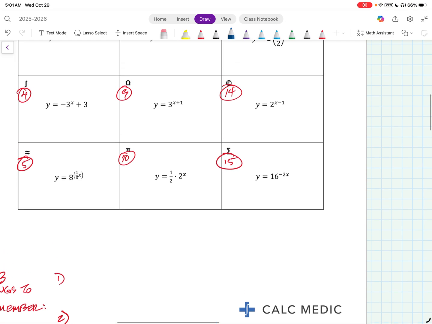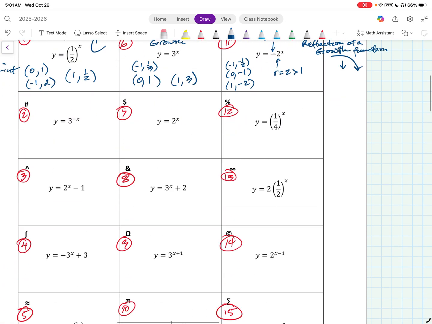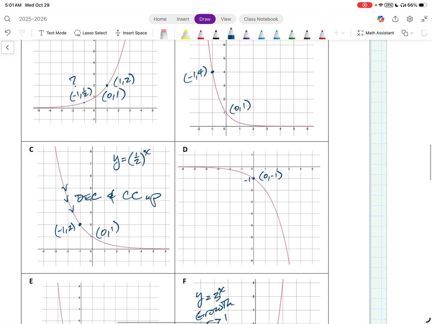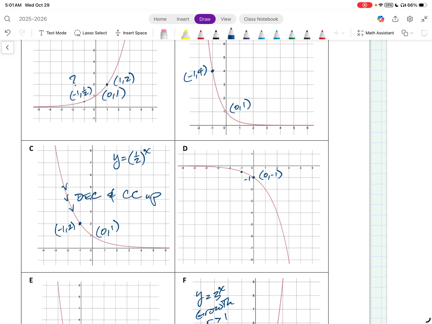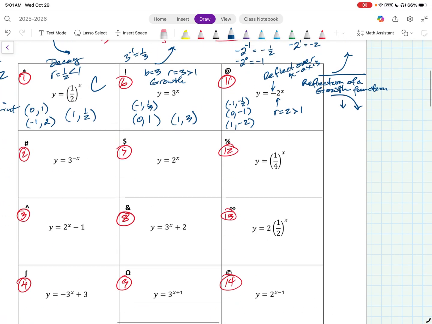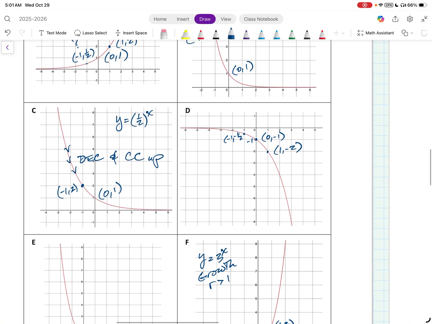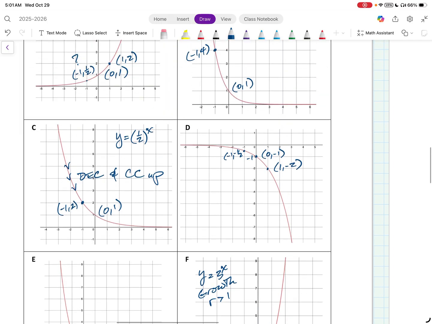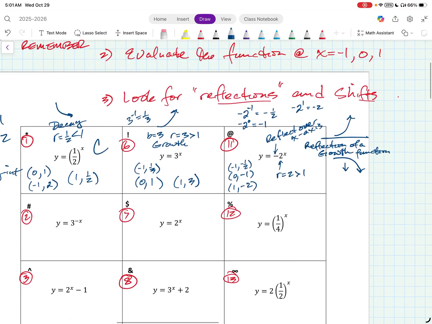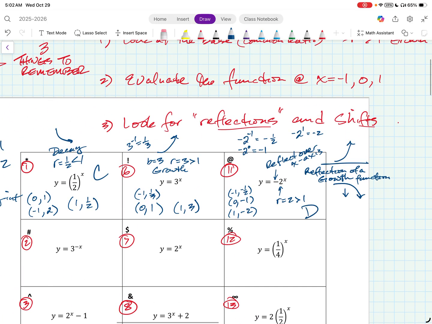Let me see, what points are we looking for? We get -1, -1/2. Oh, look at that. -1, -1/2, right there. Okay, and also look here, 1, -2. Is that on the graph? Let's see. Yes, it is. Oh, so we found it. Okay, and that is graph D.